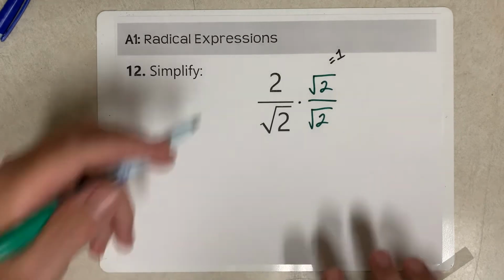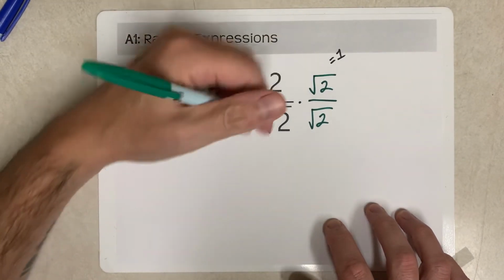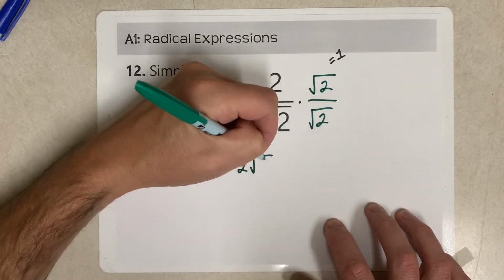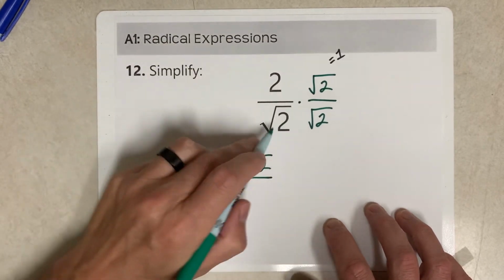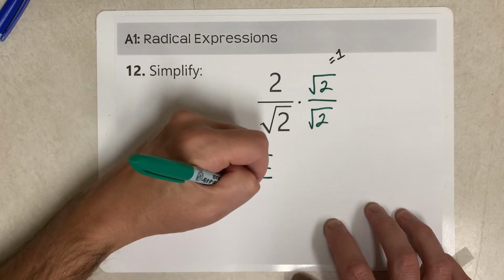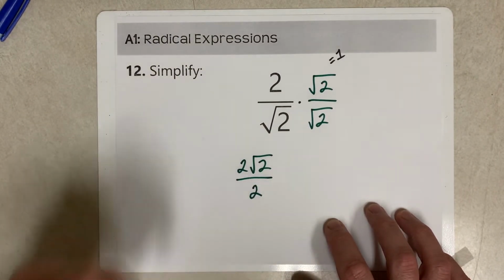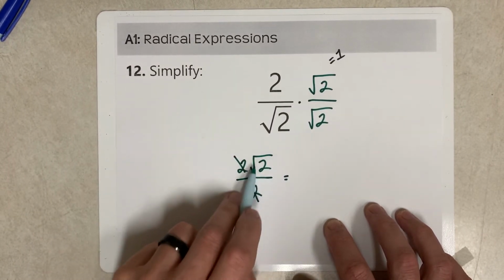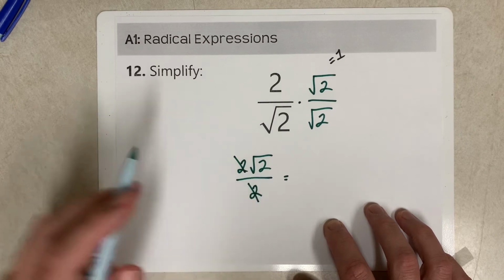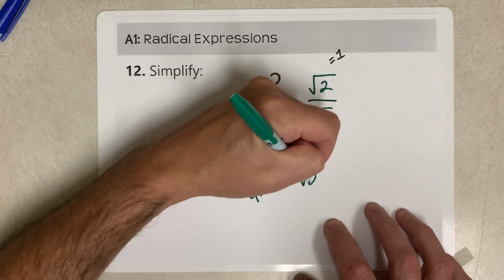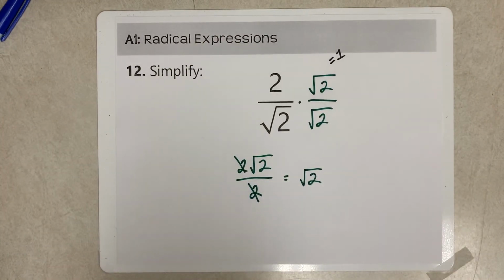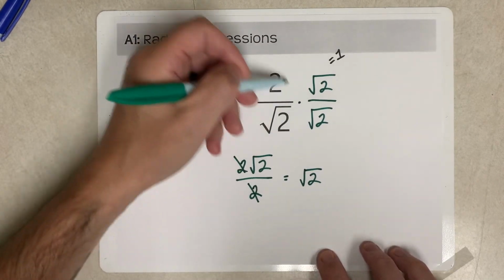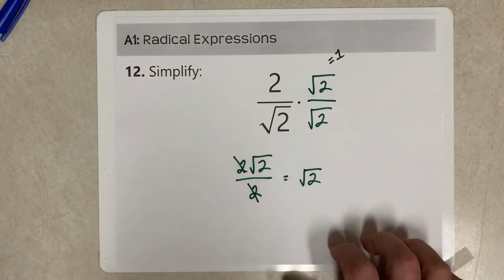But look what it does for me. I get 2 root 2 in the numerator, but in the denominator, root 2 times another root 2, as we saw, is just 2. Now, these 2's will cancel. This one always stays. You don't ever mess around with this. And root 2 is my final answer. So if you put this expression in the calculator and this one, it would give you the same exact decimal.